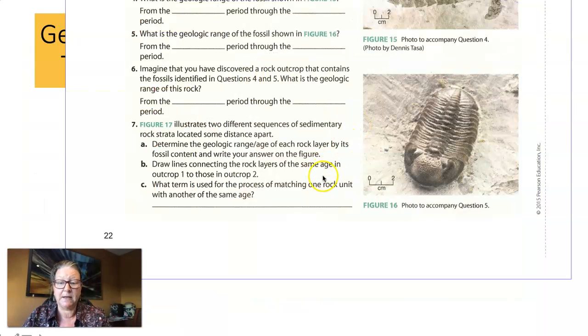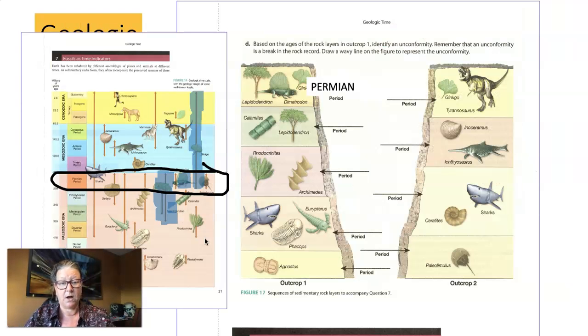Now if I go back to page 7, that was A. Now B says, draw lines connecting the rock layers of the same age between these 2 outcrops. And so the outcrop is what we call these cropping out of rocks. And so what that means is, let's say that this period down here turned out to be Permian. Then you just draw a line connecting these 2 rock units because they're from the same time. So that's what that means.